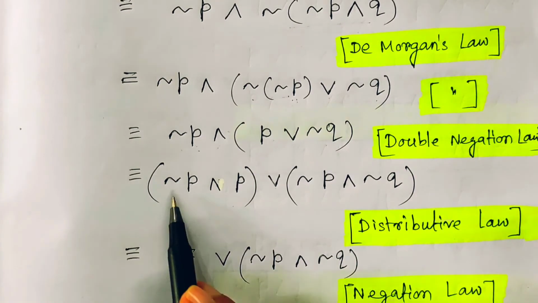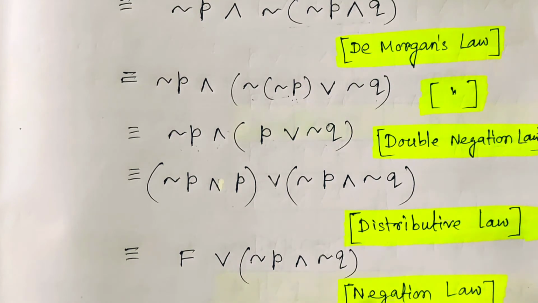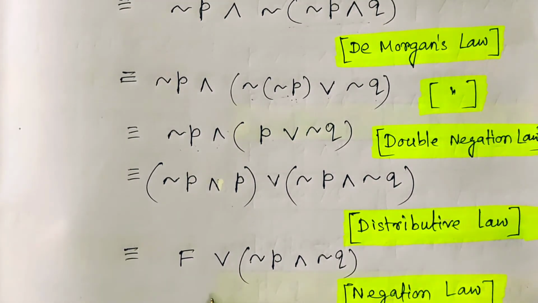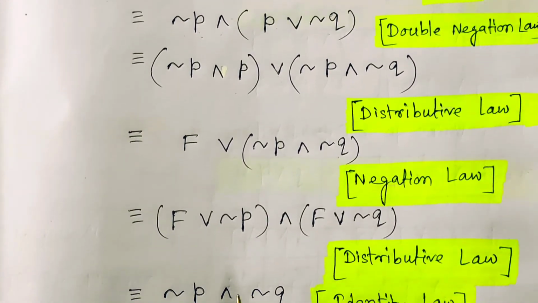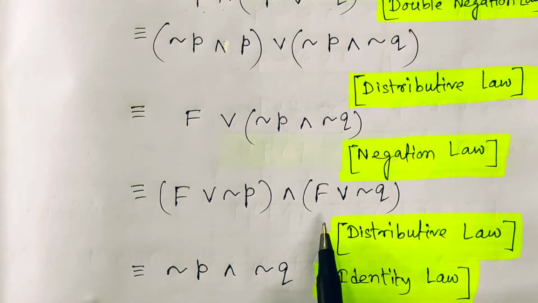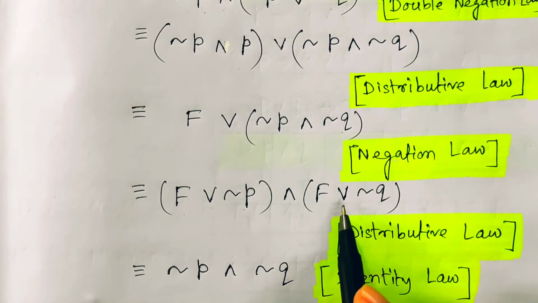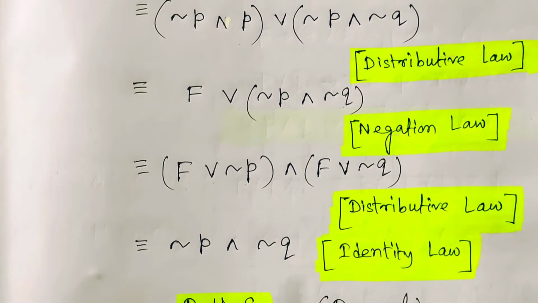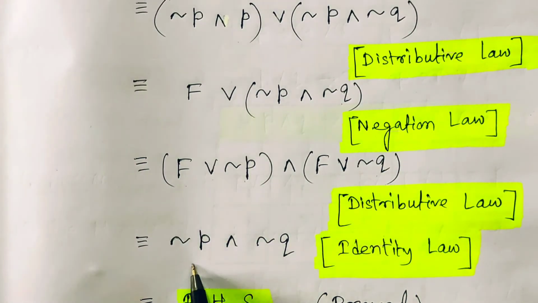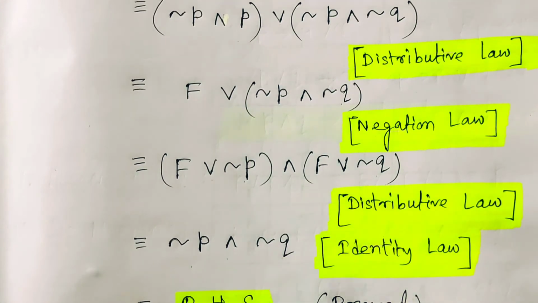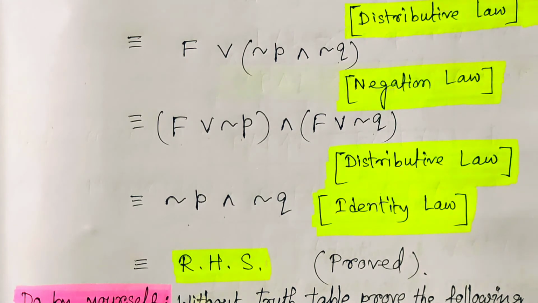After that, here not P and P, what is this? This is false. Which property should we use? Here we use the negation law. After that, the other part remains as it is. Now what to do? Here again we apply the distributive property. So it is (false or not P) and (false or not Q). After applying this, if we apply the identity law in both, we find it is not P and not Q. This is nothing but our right hand side, and hence we prove the logical equivalence.